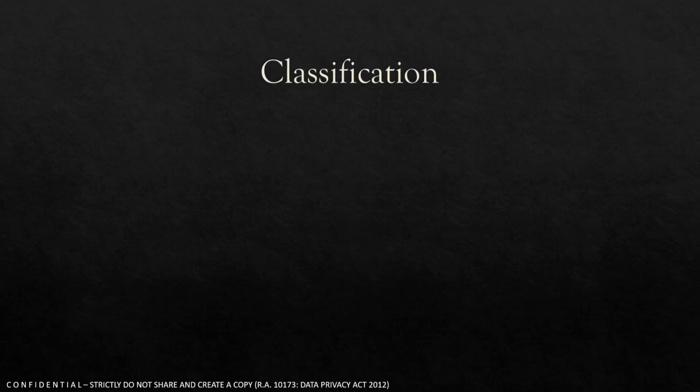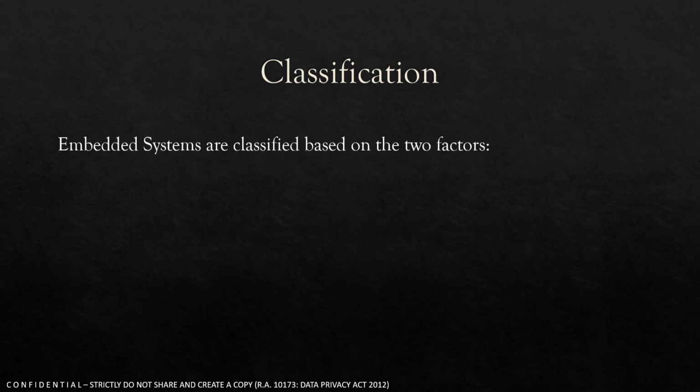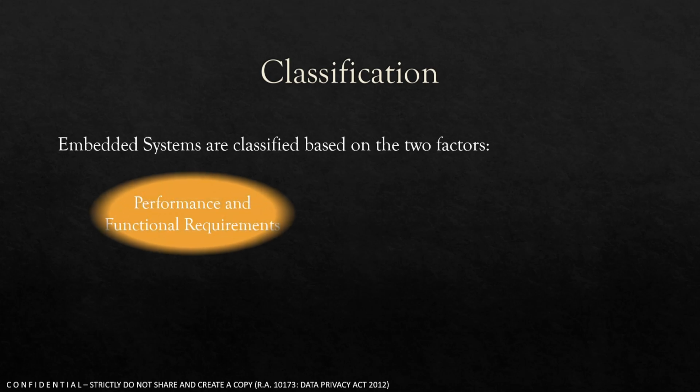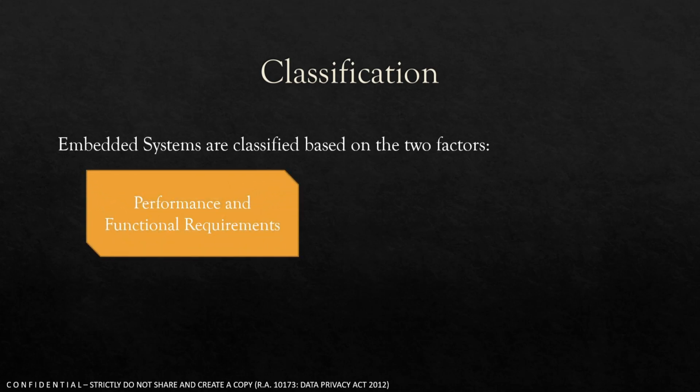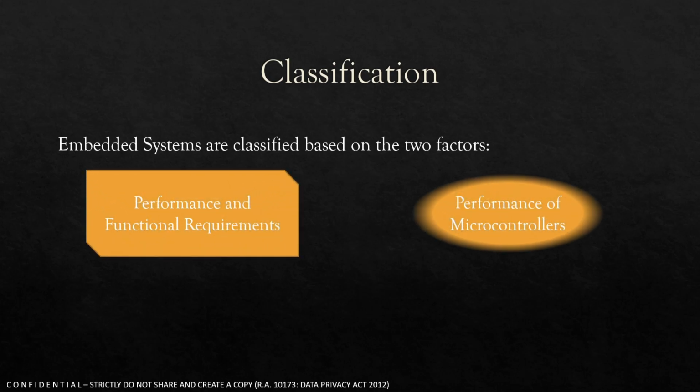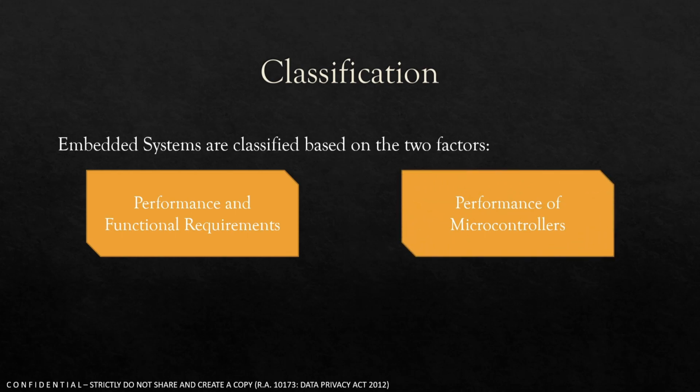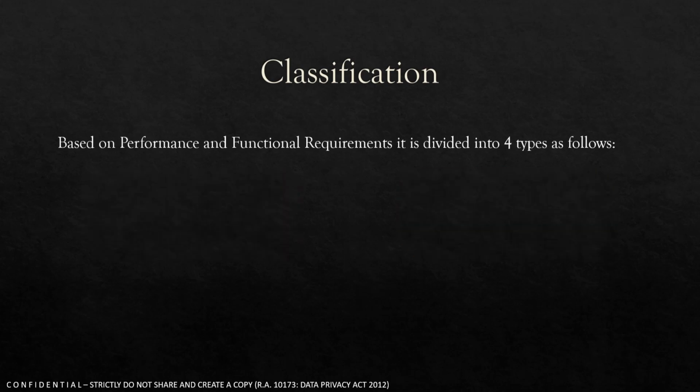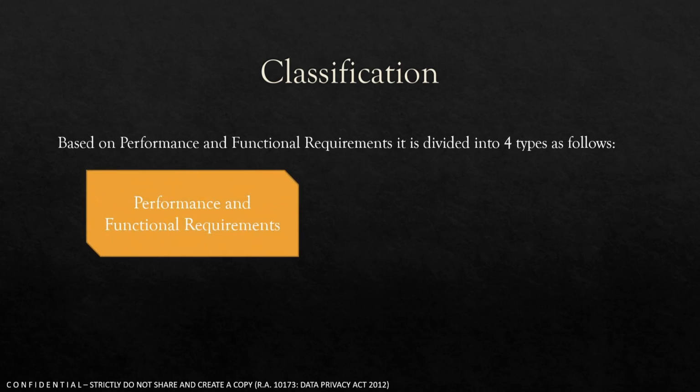Next, we have different classifications of embedded systems. Embedded systems are classified based on two factors, which are the performance and functional requirements, and also the performance of microcontrollers. Based on performance and functional requirements, they are divided into four types as follows.